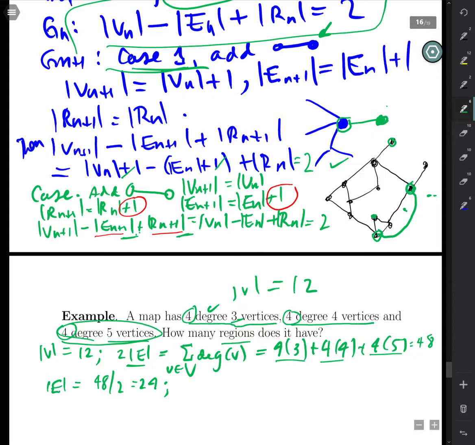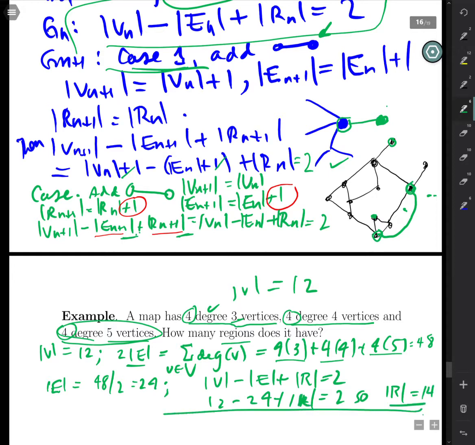And now using Euler's formula, we can find that the number of vertices minus the number of edges plus the number of regions is 2. We can discover that 12 minus 24 plus the number of regions is 2. So the number of regions is equal to 14.